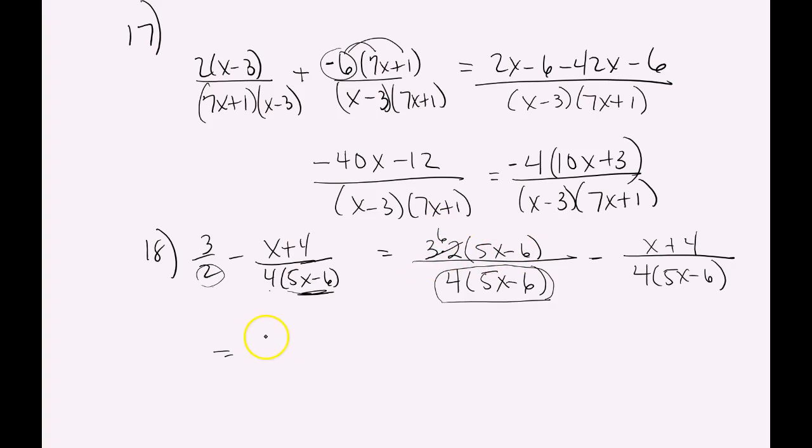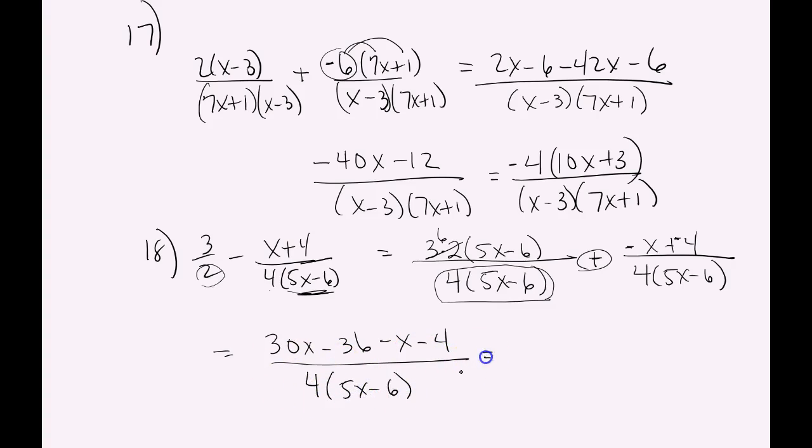And then I'm going to distribute. So 30x minus 36. Now over here, there's a minus in the middle. Be careful. This is plus, minus, minus, okay? So this is really minus x minus 4, and it's all over the denominator. And now we do combining like terms. So that's a 29x minus 40 over this. And from here, you're done. I mean, nothing factors, nothing's going to cancel, and that's all she wrote.